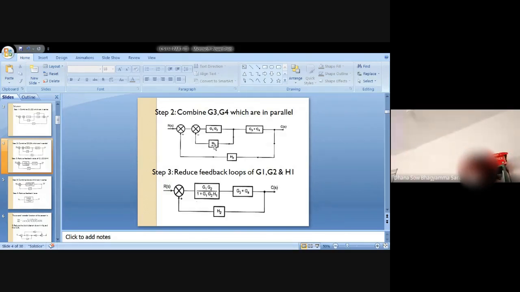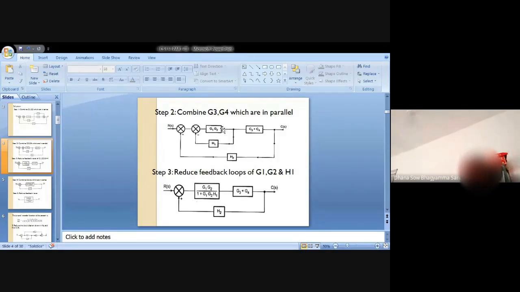This is G. This is H. G is equal to what? G1 into G2. H is equal to H1. So is it positive feedback or negative feedback? It is negative. You can see here, it is a negative feedback path.